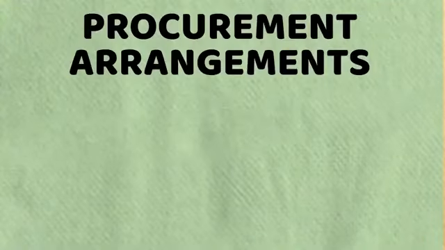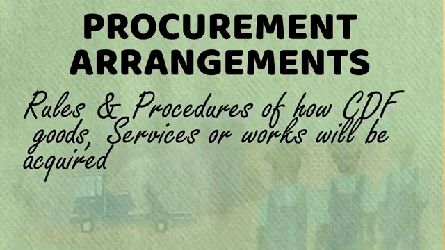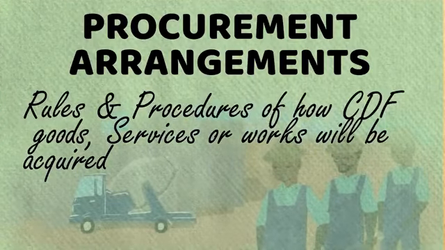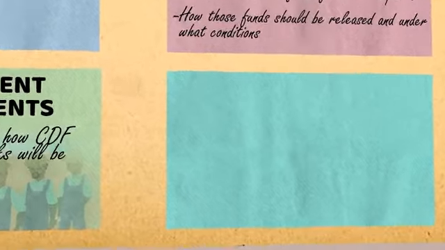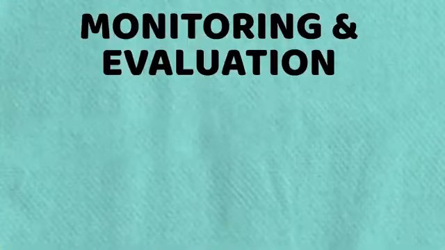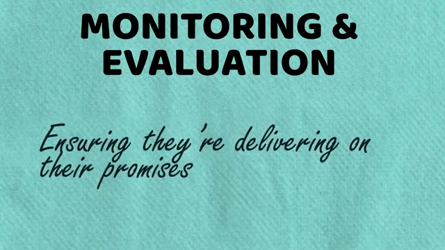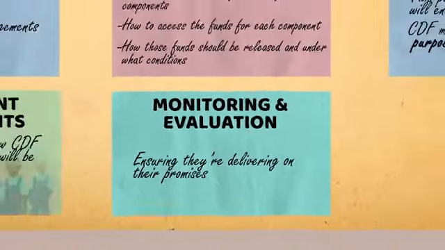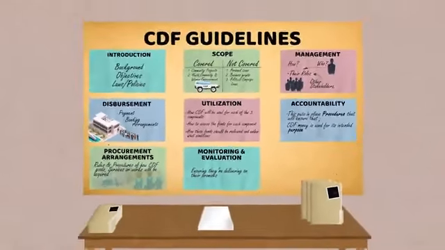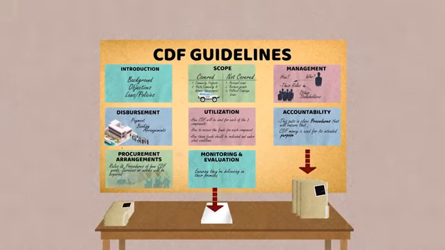Part 7. Procurement arrangements. This sets the rules and procedures of how CDF goods, services, or works will be acquired. Part 8. Monitoring and evaluation. The final part sets how CDF activities will be monitored and evaluated to ensure that they are delivering on their promises. The guidelines end with all the forms required, among other things, to apply for the several components provided under the CDF guidelines.